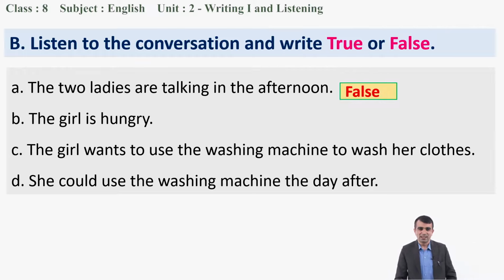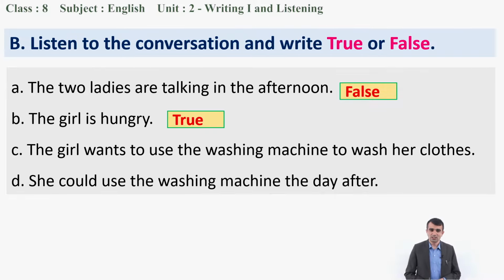Good. Next, the girl is hungry. Is she hungry? Listen to it again. I'm starving. Can I make myself some breakfast? Well, is she hungry? Yes, I'm starving. When you are very hungry, you say what? I'm starving. So is it false or true? True. C. The girl wants to use the washing machine to wash her clothes. True or false? True? Okay, let's listen to it.